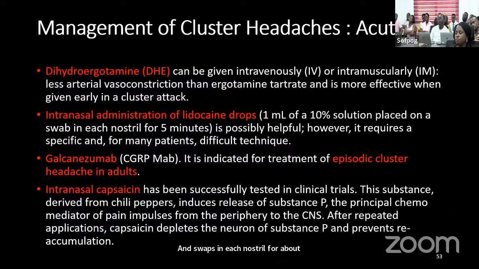The CGRP monoclonal antibody galcanezumab has been effective in management of episodic cluster headache in adults, and intranasal capsaicin has also been successfully tested in clinical trials, and it is believed that the capsaicin depletes substance P in the nerve terminals and prevents the reaccumulation.